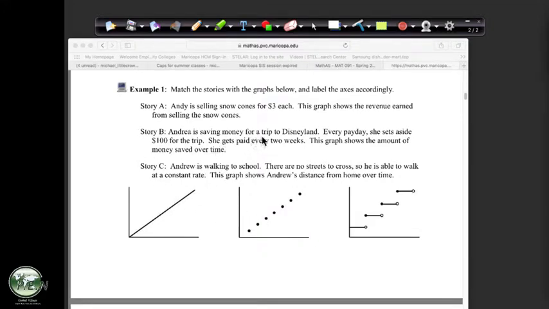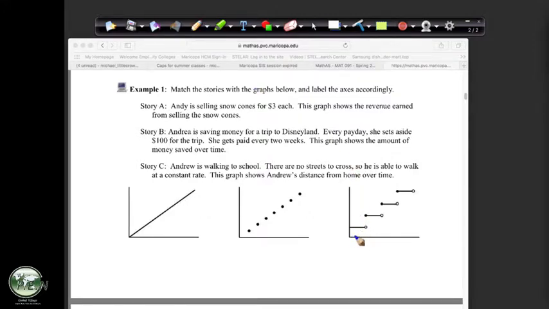Andrea is saving money for a trip to Disneyland. Every payday, she sets aside $100 for the trip. She gets paid every 2 weeks. The graph shows the amount of money saved over time. So which one do you think that one's going to apply to? The last one. Why? Because it's every 2 weeks.